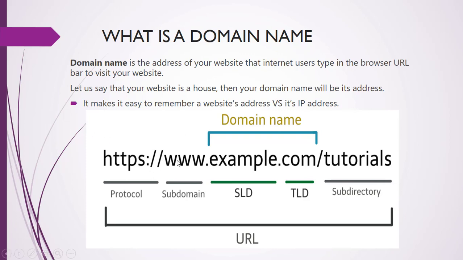Then we move over to this place where we have www. You can see under it is written the subdomain, and this stands for World Wide Web. The next one is example.com.